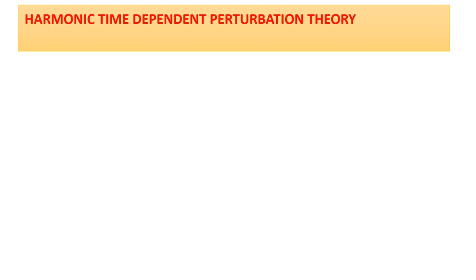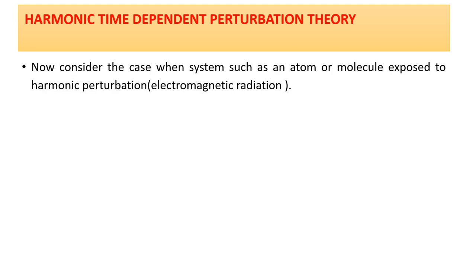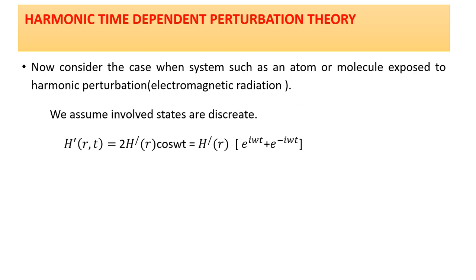In this case Hamiltonian depends on the time harmonically. H dash, function of position and time, is equal to 2h dash function of position cos omega t. This can be written as h dash r, e to the power i omega t plus e to the power minus i omega t.